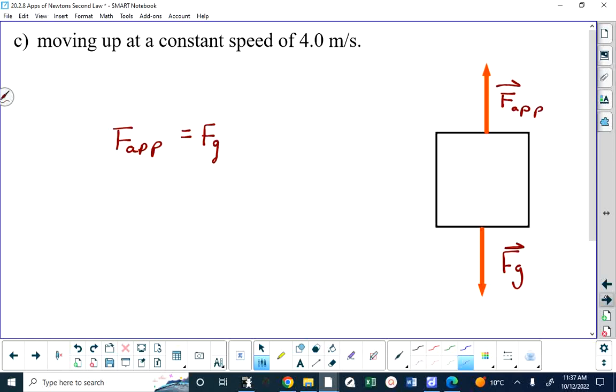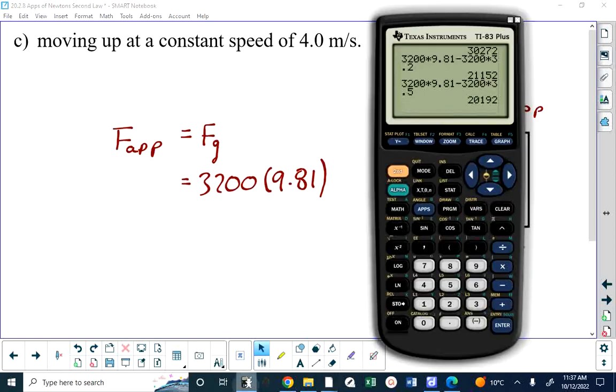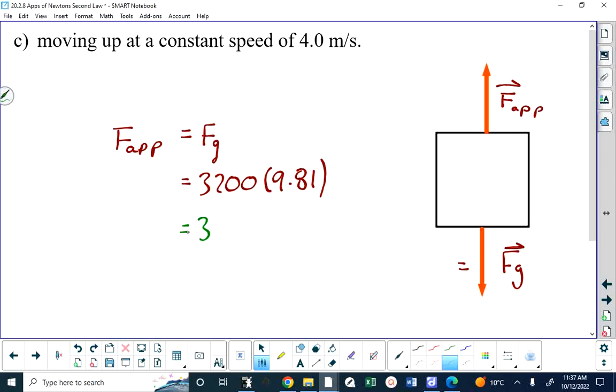Here, we just have to calculate the force of gravity, and that's the answer. So what is the force of gravity? It's 3,200 times 9.81. 31,392 newtons is the tension in the cable. We're done. That's the last example, yes?